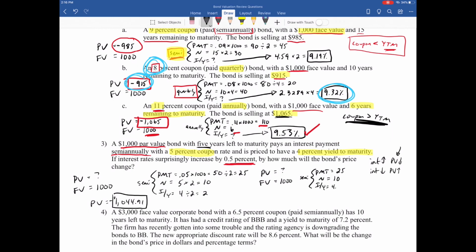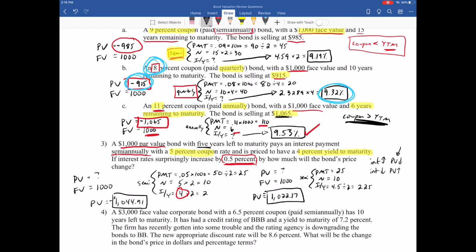But now the yield to maturity is 4.5%, since it has increased from 4% by 0.5%. Again, I need to input that semi-annually, so my semi-annual yield is 2.25%. When I solve for the present value here, I get a price of $1,022.17. Again, it comes out as a negative, not an actual negative value.